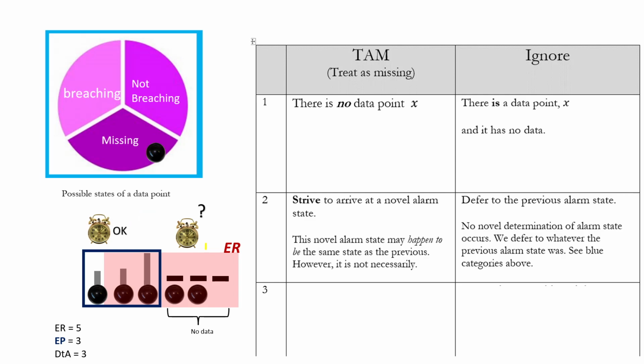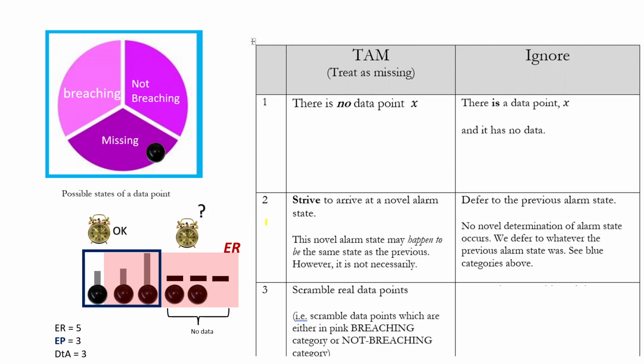With TAM, on the other hand, treat as missing, we're striving to arrive at a novel alarm state. We're coming to our own independent determination. This novel alarm state may happen to be the same as the previous alarm state, but it's not necessarily. So there's an important difference there.